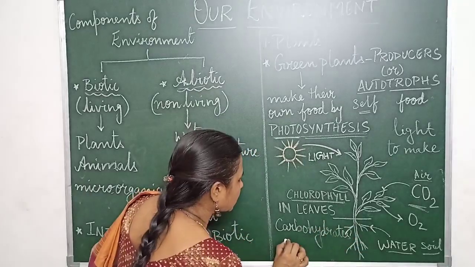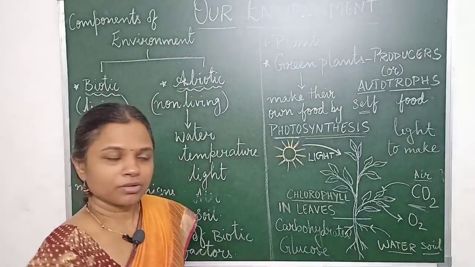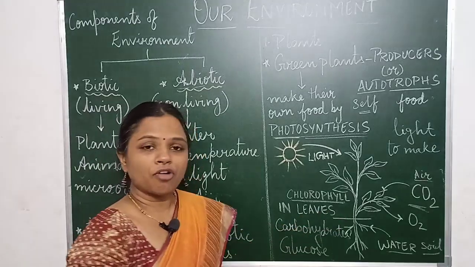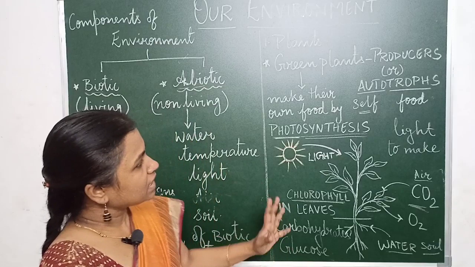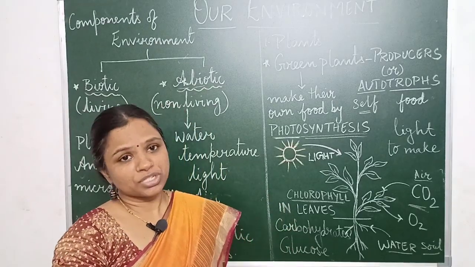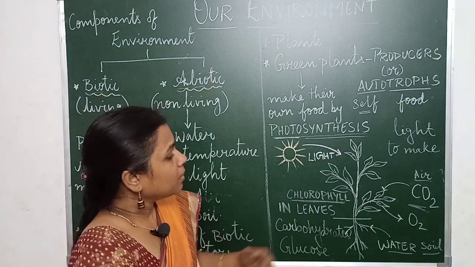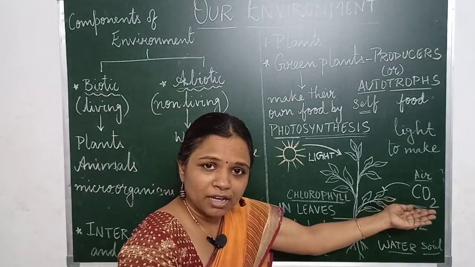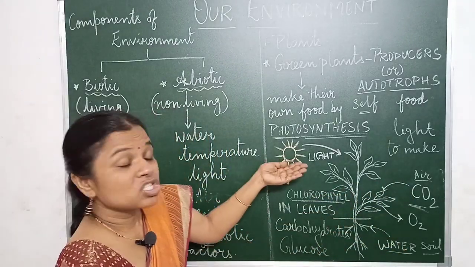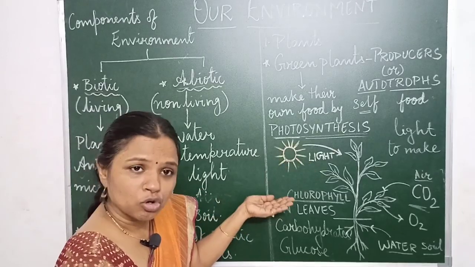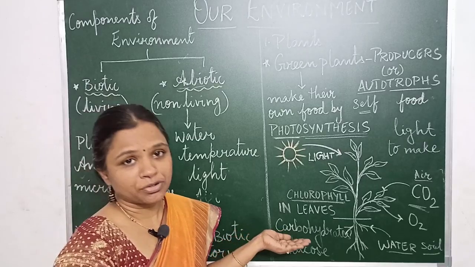Okay, more particularly it is glucose. Right? So the food is prepared in the form of carbohydrates. So by looking at this particular diagram, we can say the definition of photosynthesis. The green plants prepare their food by utilizing carbon dioxide from air, water from soil, in the presence of sunlight and chlorophyll, and prepare their food in the form of carbohydrates.